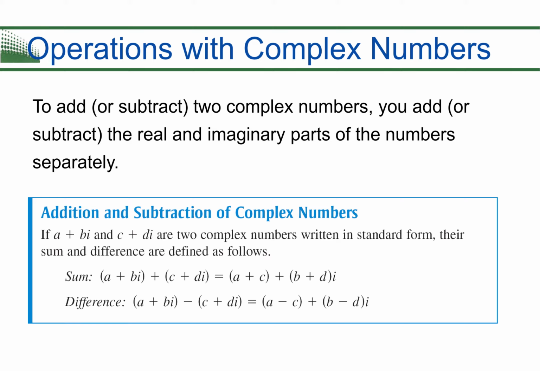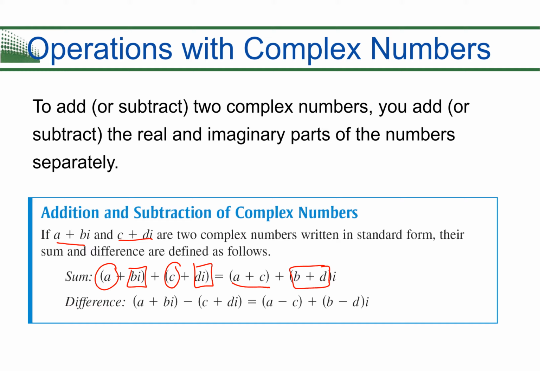So by definition, they look at a plus bi plus c plus di, written in standard form, and their sum or difference as follows. Notice they take the real part a and the real part c and add them together. Then they take the imaginary part bi and the imaginary part di, and they add the b and d together and stick an i on it.